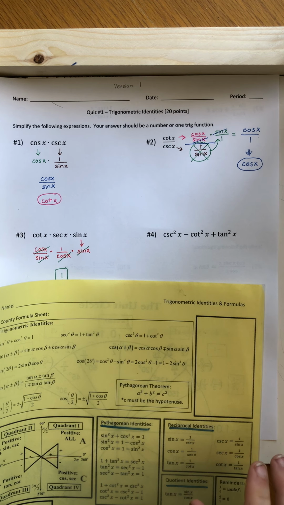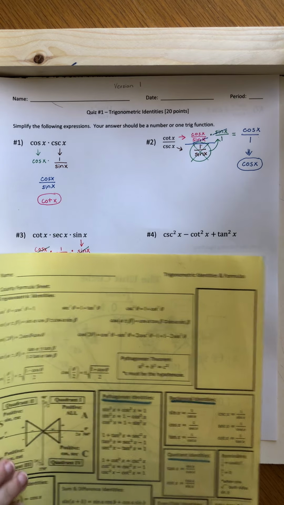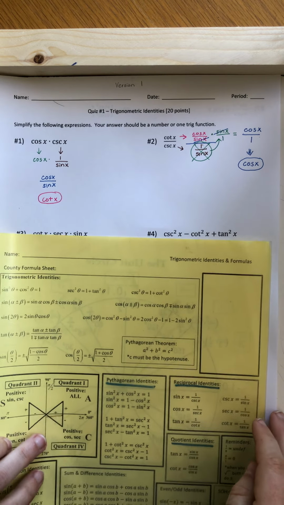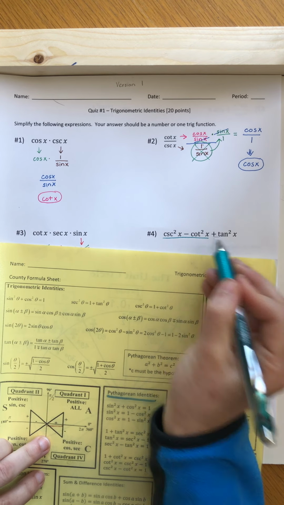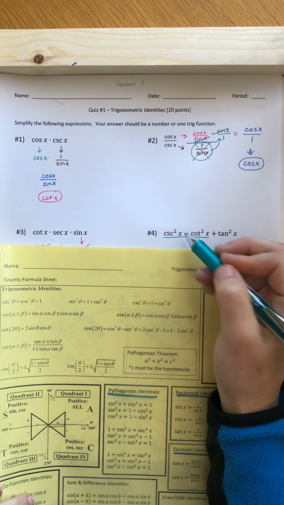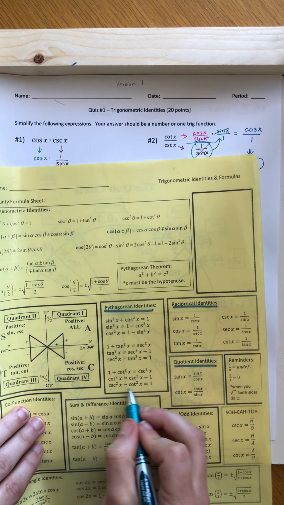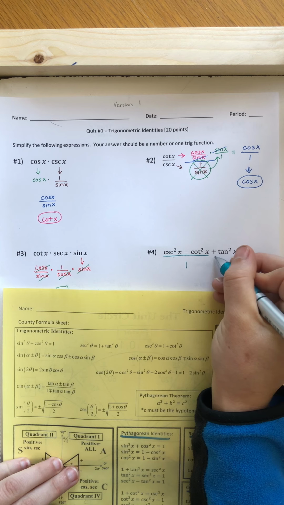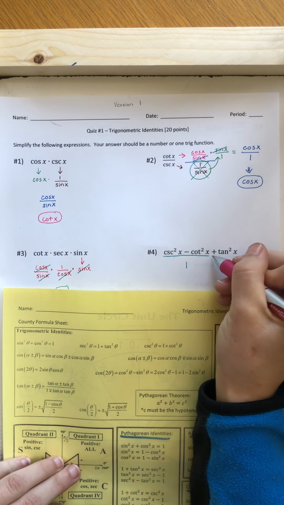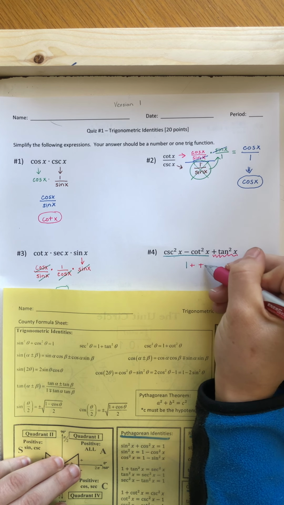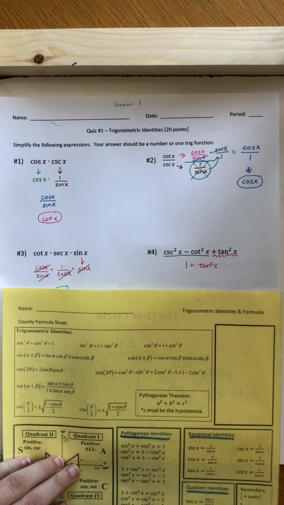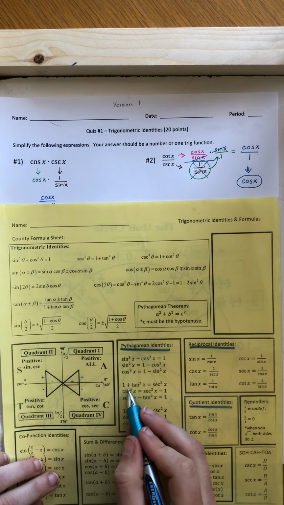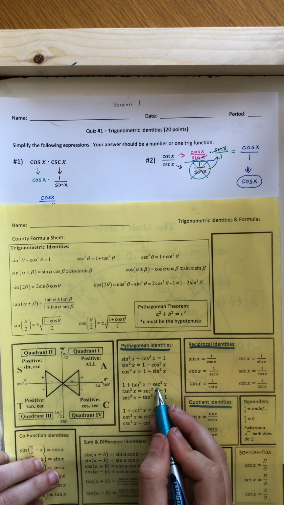Now for number 4, it's a little bit different than the other 3 we've done. Number 4 is going to use Pythagorean identities. So we are just going to look at cosecant squared minus cotangent squared. That's right here. That equals 1. So this whole section becomes 1. And then you're going to bring down the plus tangent squared x. Again, you can find that under the Pythagorean identities. 1 plus tangent squared x equals secant squared x.